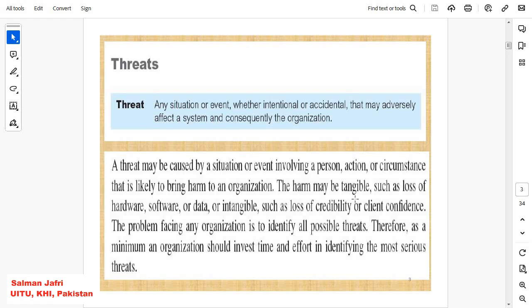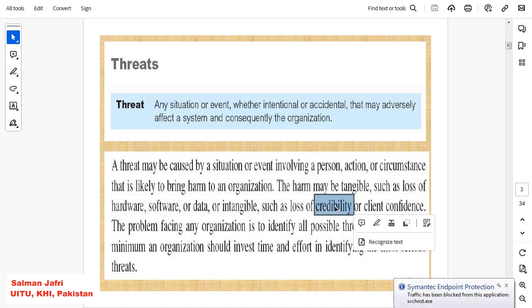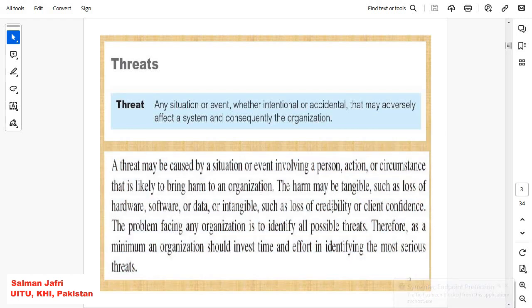So what may the harm be? It may be tangible, such as loss of hardware, software or data, or intangible, such as loss of credibility or client confidence. If an organization leaks, for example, a set of credit card numbers, then in future people won't do business with that organization, especially using their credit card. That is basically called loss of credibility.